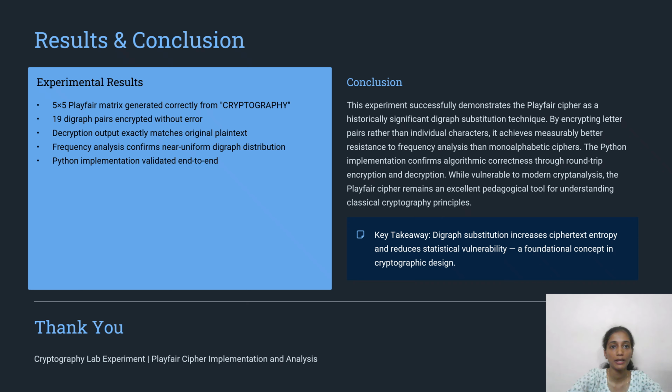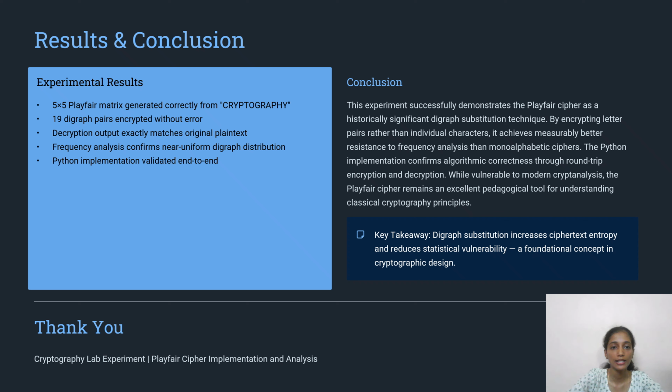The 5 cross 5 Playfair matrix was generated correctly from the keyword cryptography. All 19 digraph pairs were encrypted without any errors. Decryption output exactly matched the original plaintext. Frequency analysis confirmed a near uniform digraph distribution. The Python implementation was validated completely end-to-end.